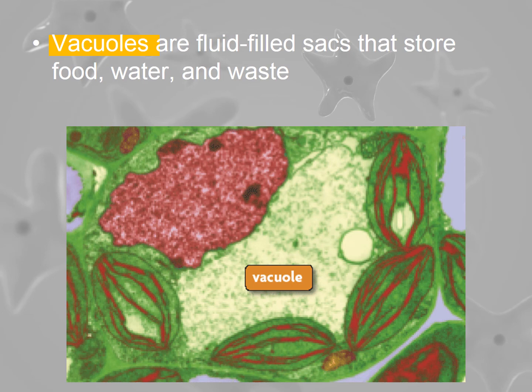Maybe an analogy in a factory for vacuoles could be an inventory room where you store stuff. Could be the garbage dumpster, you know. A couple different things could serve as our vacuole in the factory. Make sure you highlight vacuole.